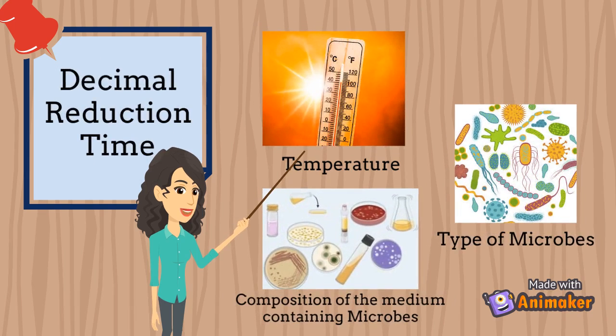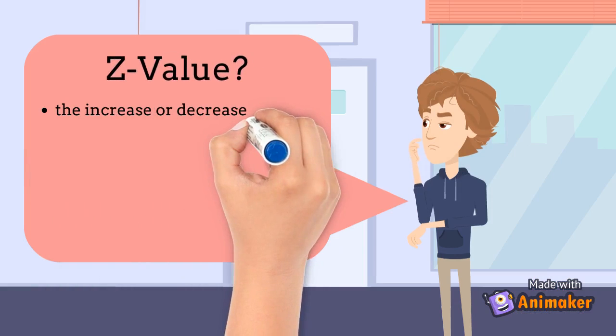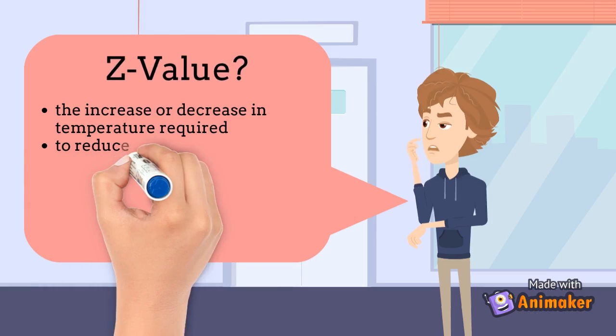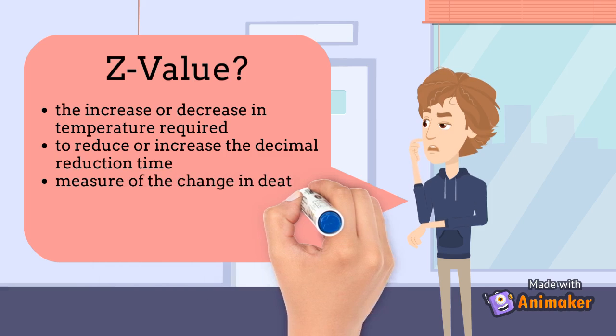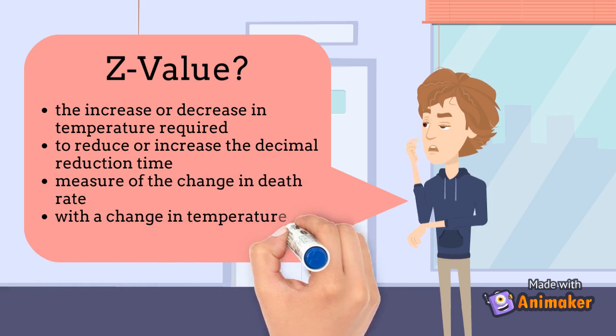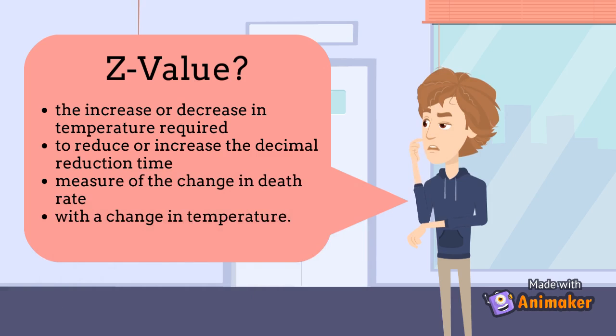The decimal reduction time is depend on the temperature, the type of microorganism and the composition of the medium containing microorganism. Next, about Z value. So Z value is the increase or decrease in temperature required to reduce or increase the decimal reduction time by 1 decimal. It is also a measure of the change in death rate with a change in temperature.